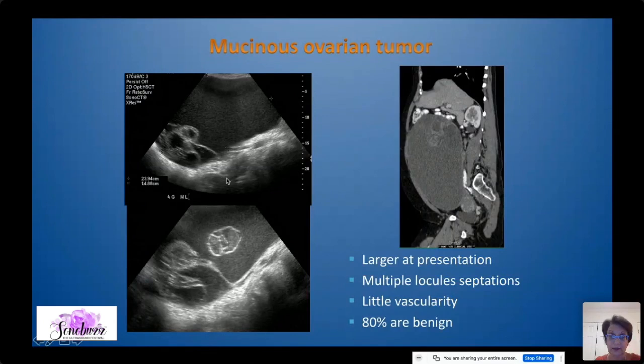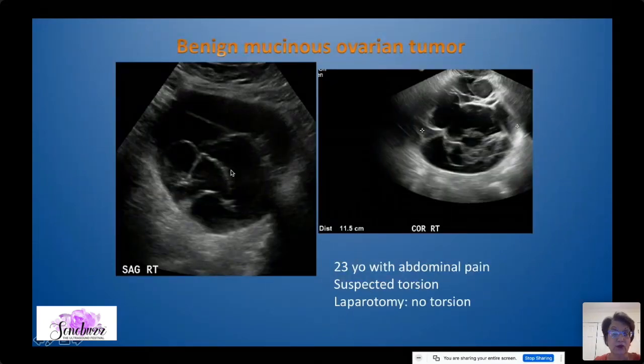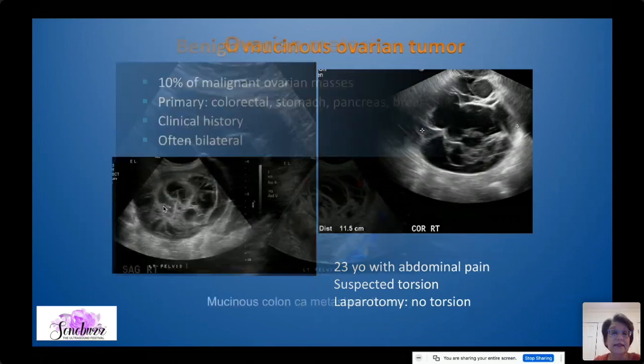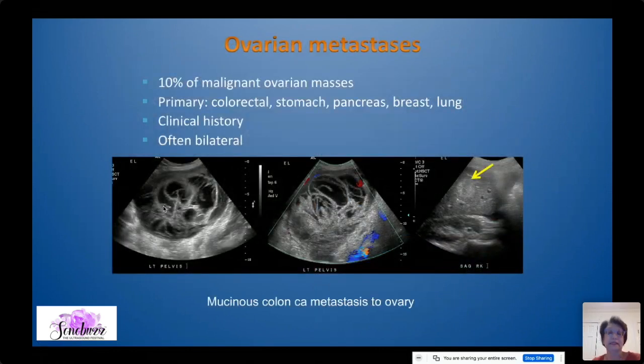This is another example. They can look very, very complex. This was actually a young patient where we suspected ovarian torsion, and at laparotomy, she had no torsion, but she had a benign mucinous ovarian tumor. However, of course, there is a mimicker of this lesion. This is bilateral. This patient had bilateral ovarian lesions. They look kind of like a mucinous tumor, but this was metastatic mucinous colon cancer.